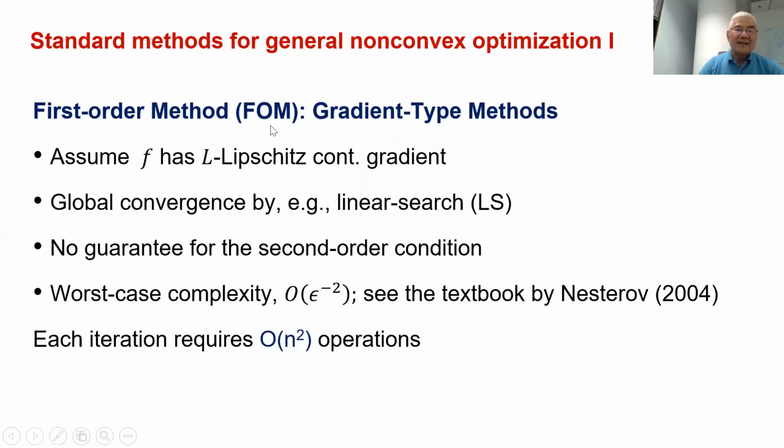Of course, nowadays to solve this problem, we have first order methods. But first order methods usually give no guarantee on the second order condition, and typically the rate is 1 over epsilon square. This is typical by 2004. But the good thing is they only need matrix-vector multiplication, which takes n square operations.